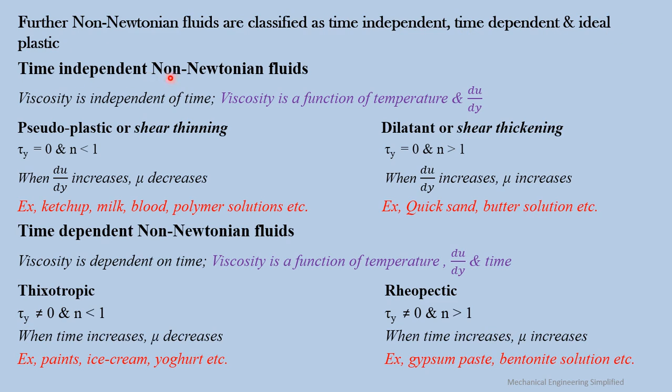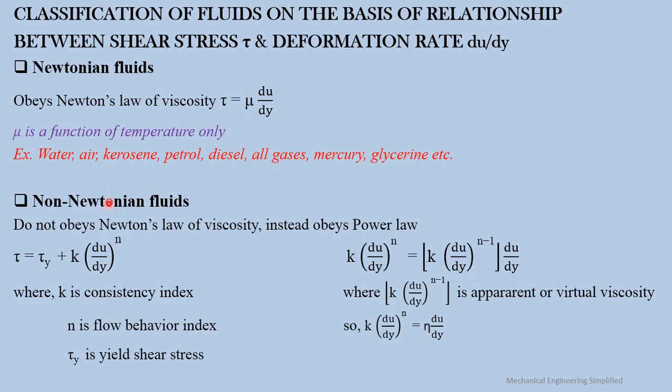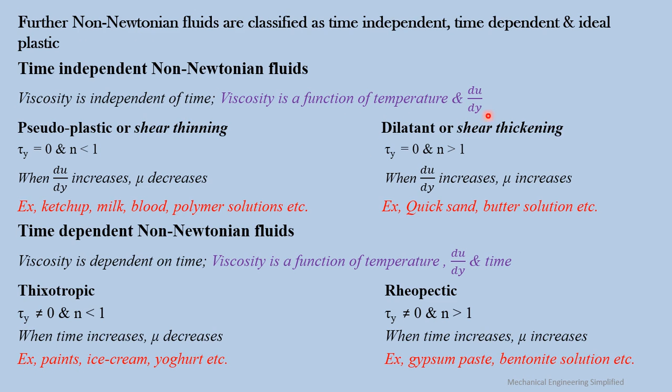What are time independent non-Newtonian fluids? In this, the viscosity is independent of time. As they are time independent, viscosity is independent of time, but however viscosity is a function of temperature and du by dy. Earlier, in the case of Newtonian fluid, it was only a function of temperature, but in the case of non-Newtonian fluid it is a function of du by dy also, and it is further classified into two categories.